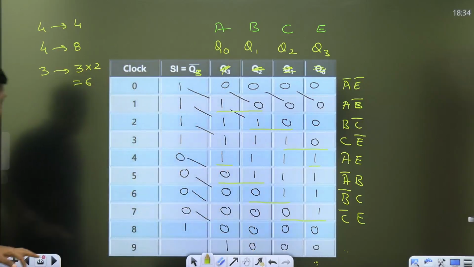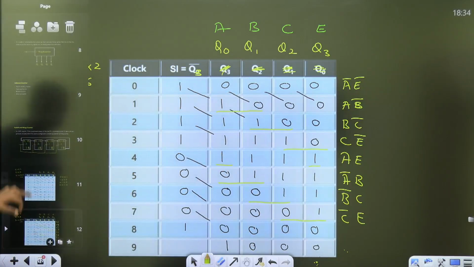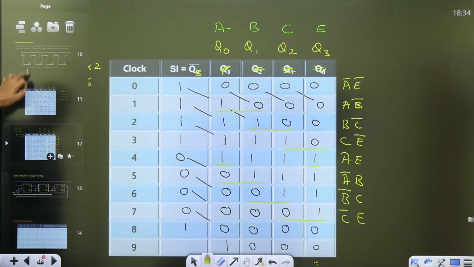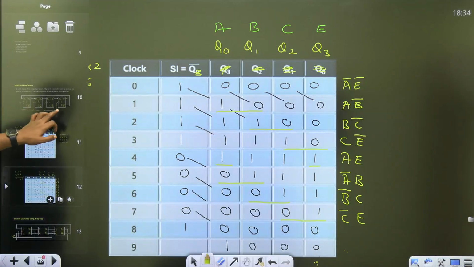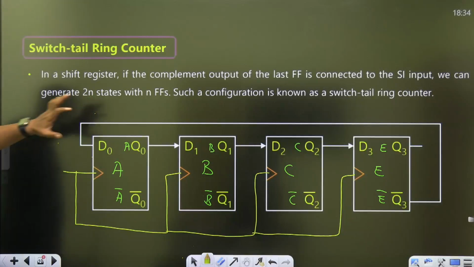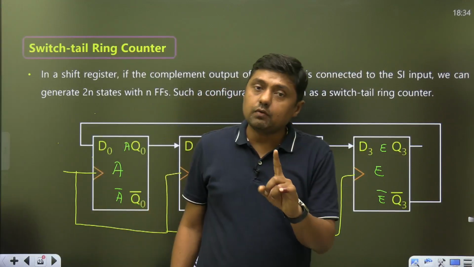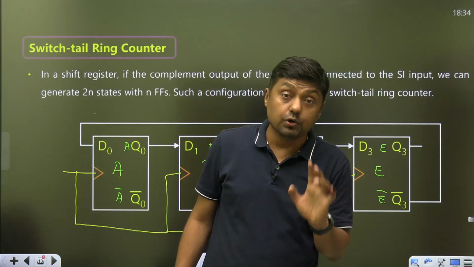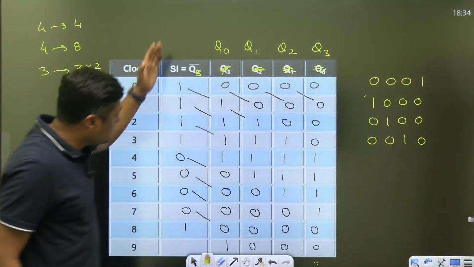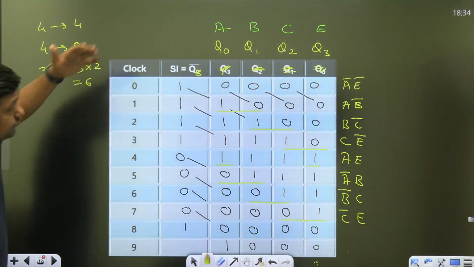So what is basically a Johnson counter? If you are going to design a Johnson counter, it is used to generate timing signals, but at a time we want only a single 1 and all other outputs should be equal to 0. So we are getting the 8 different states, but we have to decode them.